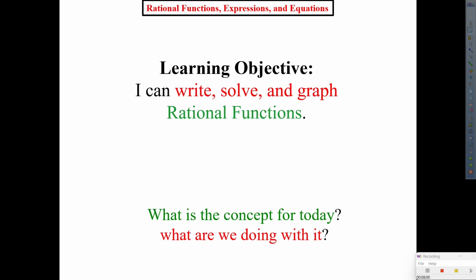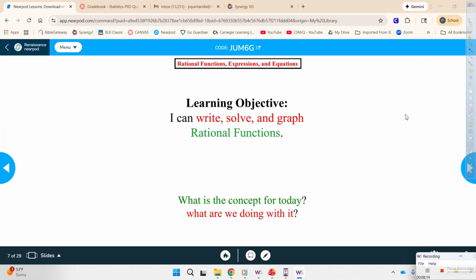All right, and you don't need a Cornell note. We're going to write the objective at the bottom left of your graph paper. So make sure you have a graph paper in front of you. We can go straight into that. Our objective for today: I can write, solve, and graph rational functions.